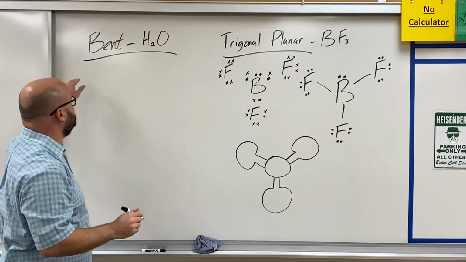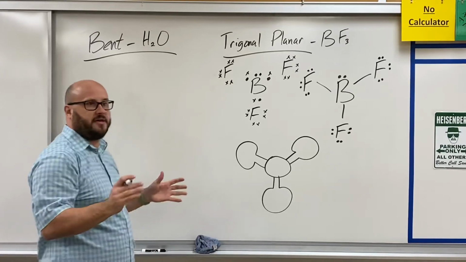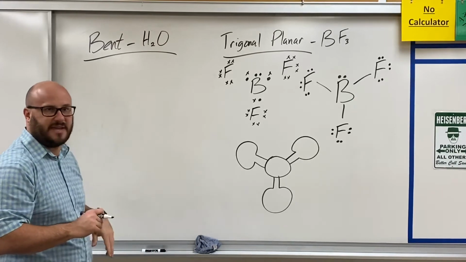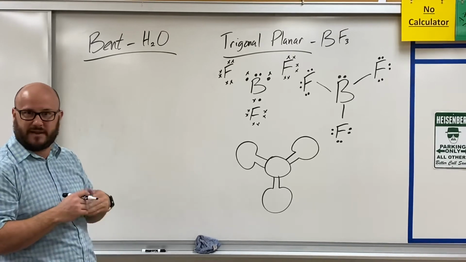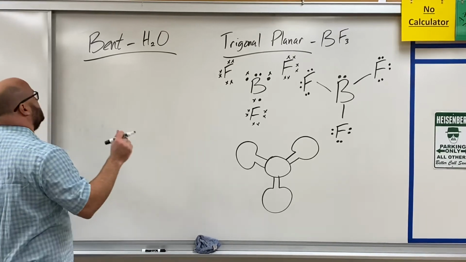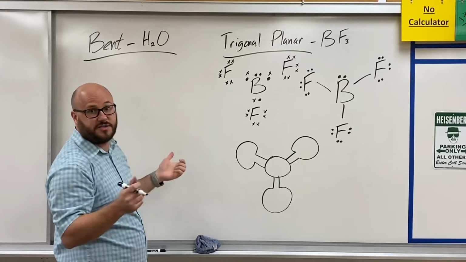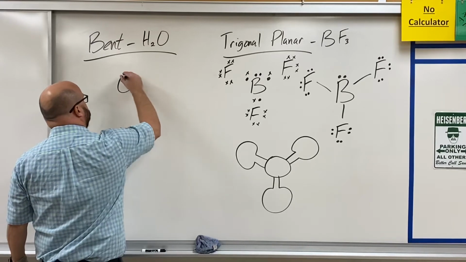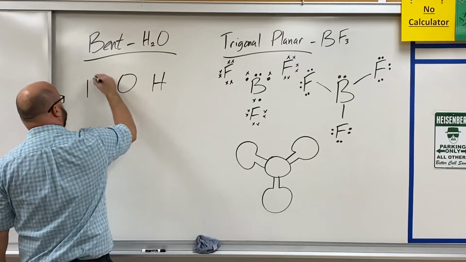A bent formation is going to be just like a linear, but it's going to have unshared pairs that push those two side atoms down at an angle to cause that bending formation. So we have one oxygen, 2 hydrogen. Oxygen is going to be our central atom. So logically, you would think hydrogens would be on both sides, right?